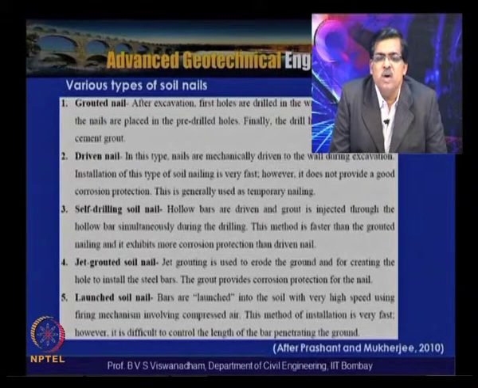Then there are self-drilling soil nails, in the sense that hollow bars are driven and the grout is injected through the hollow bar simultaneously during drilling. This method is faster than grouted nailing, and it exhibits more corrosion protection than driven nails. In the jet grouted soil nail, jet grouting is used to erode the ground. The presence of water jets and air jets creates erosion at the tip, creating the hole for the installed steel bars, and the grout provides corrosion protection for the nail.